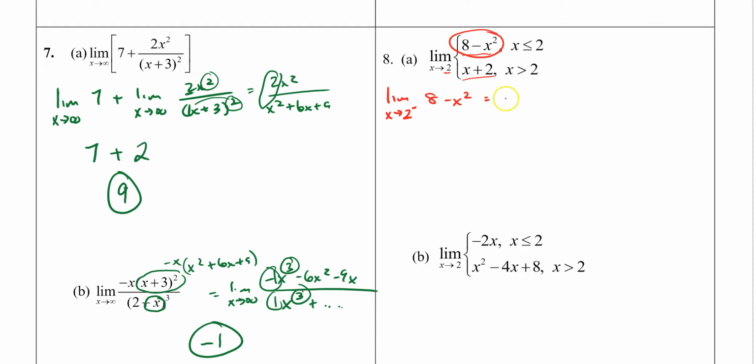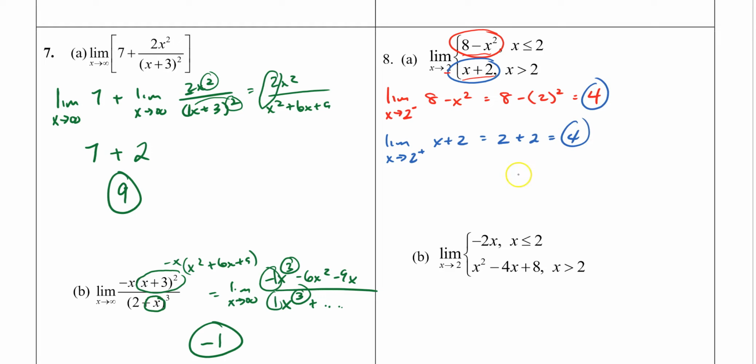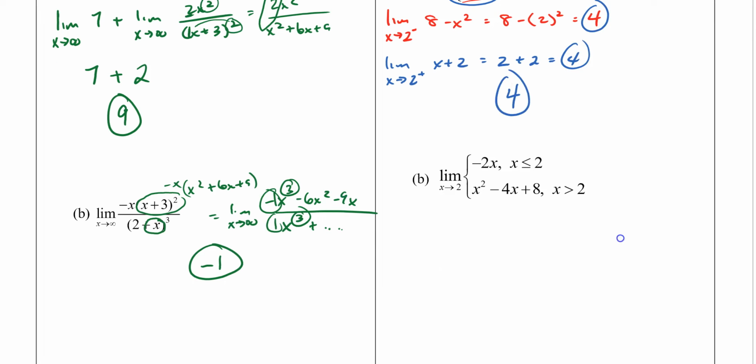I can use direct substitution, so I get 8 minus 2 squared, which is 8 minus 4, which is 4. I'm going to separately check the limit as x goes to 2 from the positive side, which is going to be the x plus 2 function, which is 2 plus 2, which is 4. Since the left and the right hand match, the limit of my entire function is that value, which is 4.